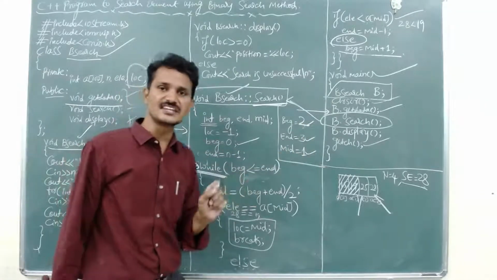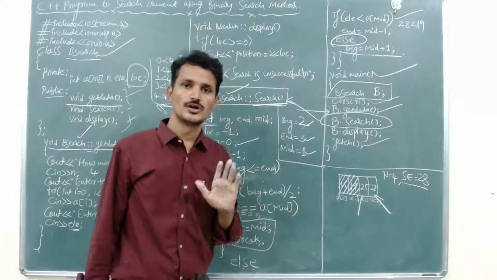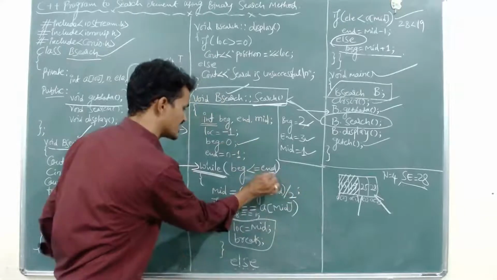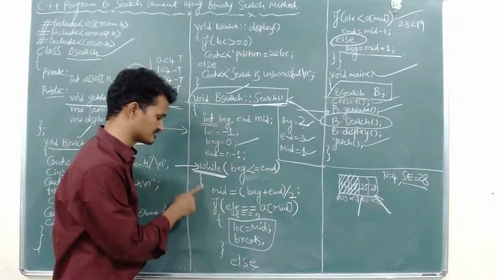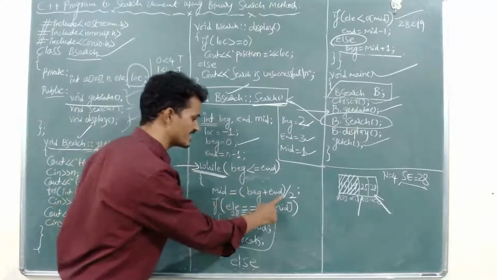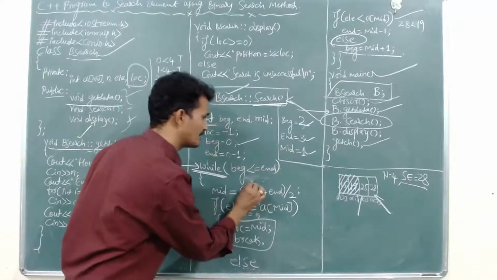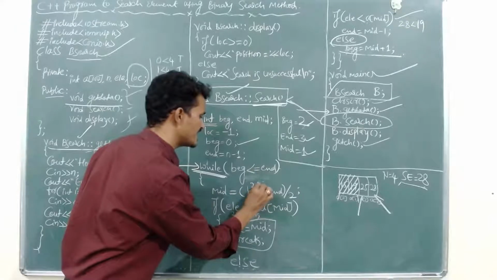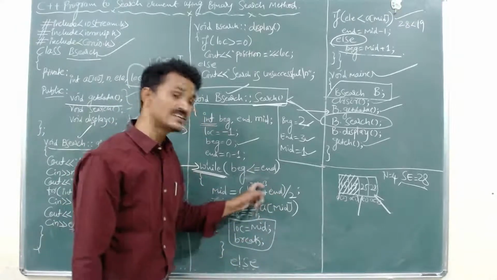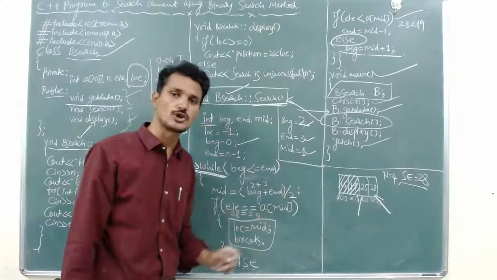2 is less than 3. Yes, it is true. The condition is true. When this condition is true, I am going to execute the set of statements inside the curly brackets. Mid is equals to begin plus end divided by 2. Begin is 2, end is 3. 2 plus 3 is 5. 5 divided by 2.